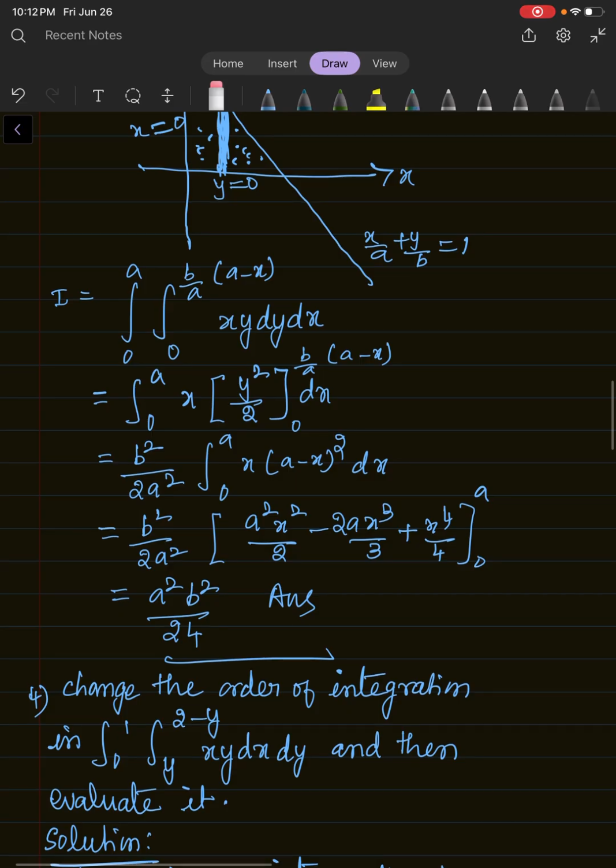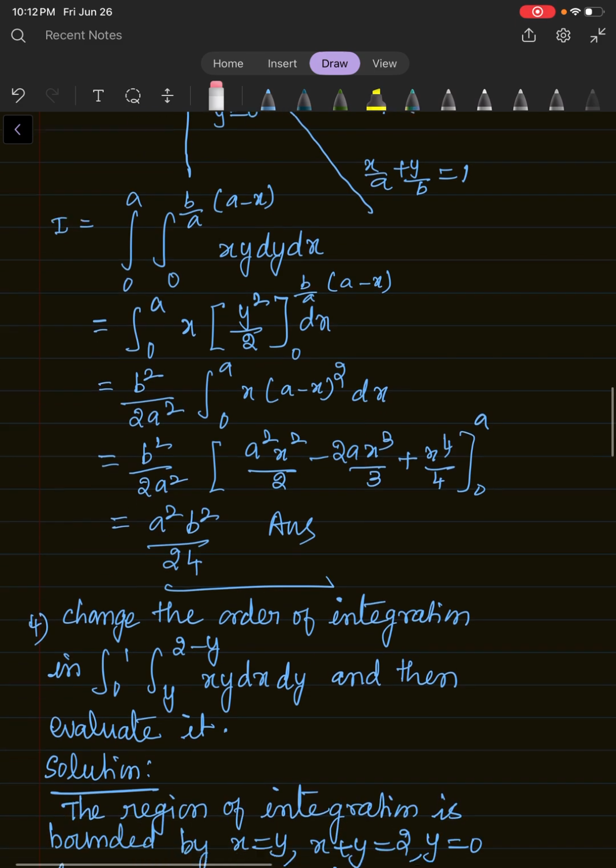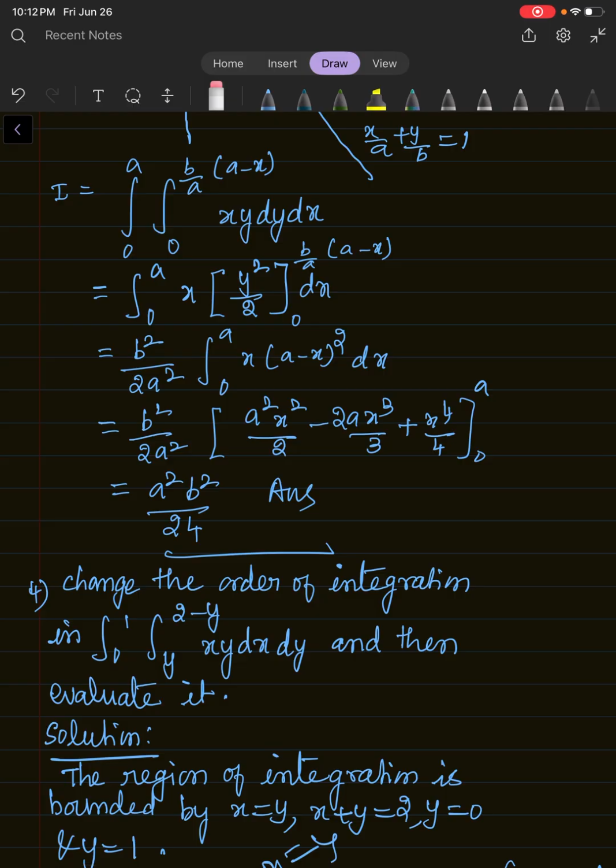When we are integrating this with respect to y, we are getting y square by 2 and the limit is 0 to b by a into a minus x. So after applying the limit, we are getting the constant b square by 2a square from 0 to a x into a minus x the whole square into dx. Expand a minus x the whole square, multiply by x, then integrate with respect to x.